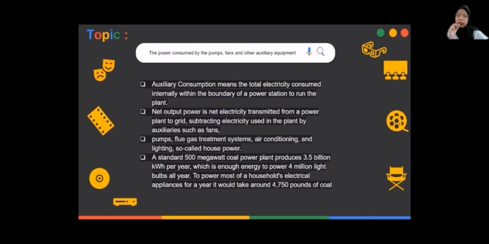Power consumed by the pumps, fans, and other auxiliary equipment. As we know, auxiliary consumption means the total electricity consumed internally within the boundary of a power station to run the plant.